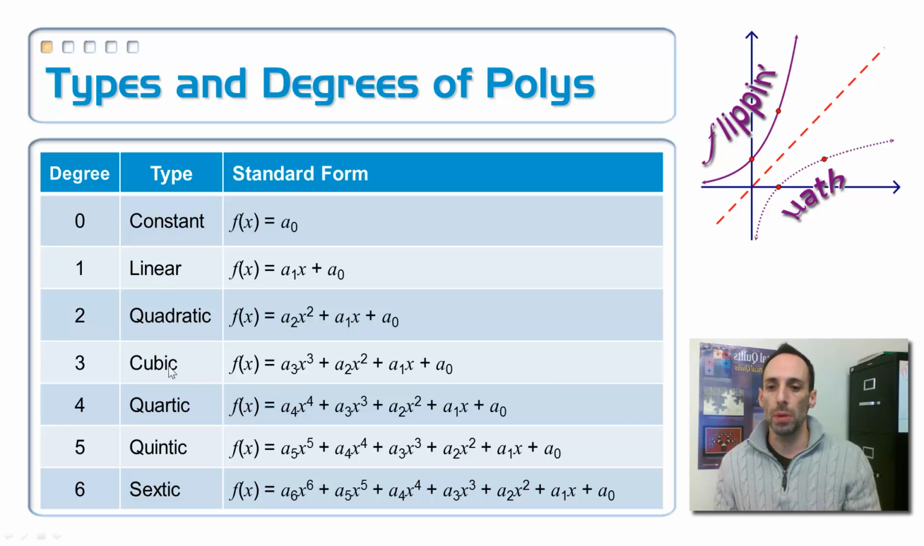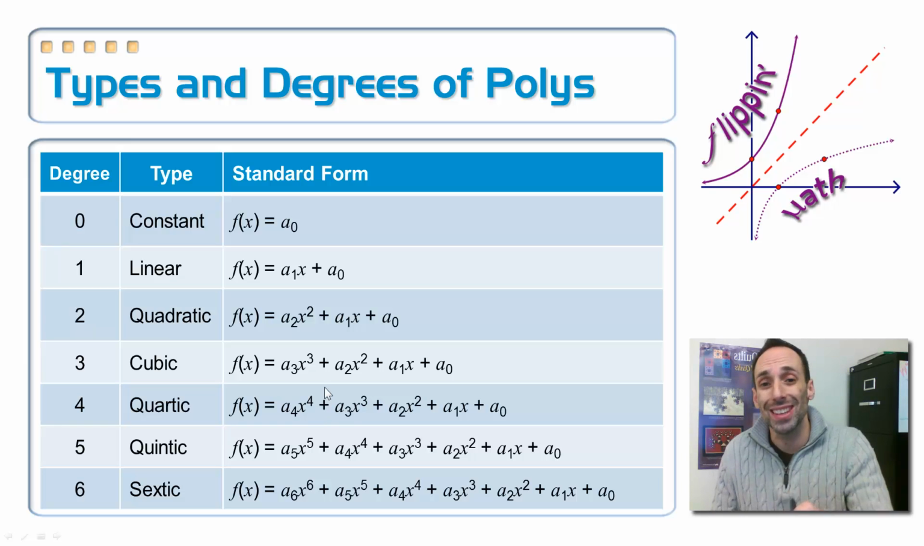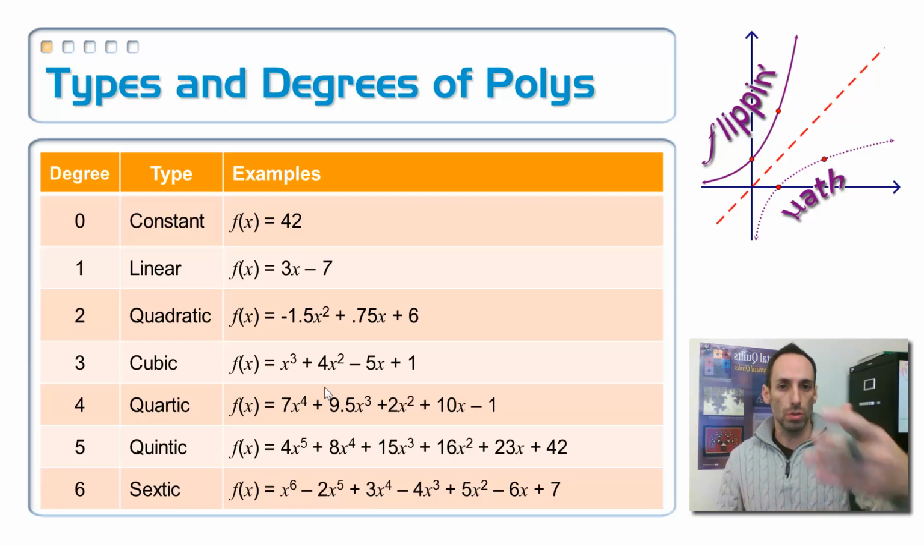So some new ones might be cubic, where your highest power is a 3. A quartic when your highest power is a 4, quintic when the highest power is a 5, and everybody's favorite, sextic, when the highest power is a 6. There are more names for other ones, but these are just the ones that I'm showing you, expecting you to know these. So here's some actual examples.